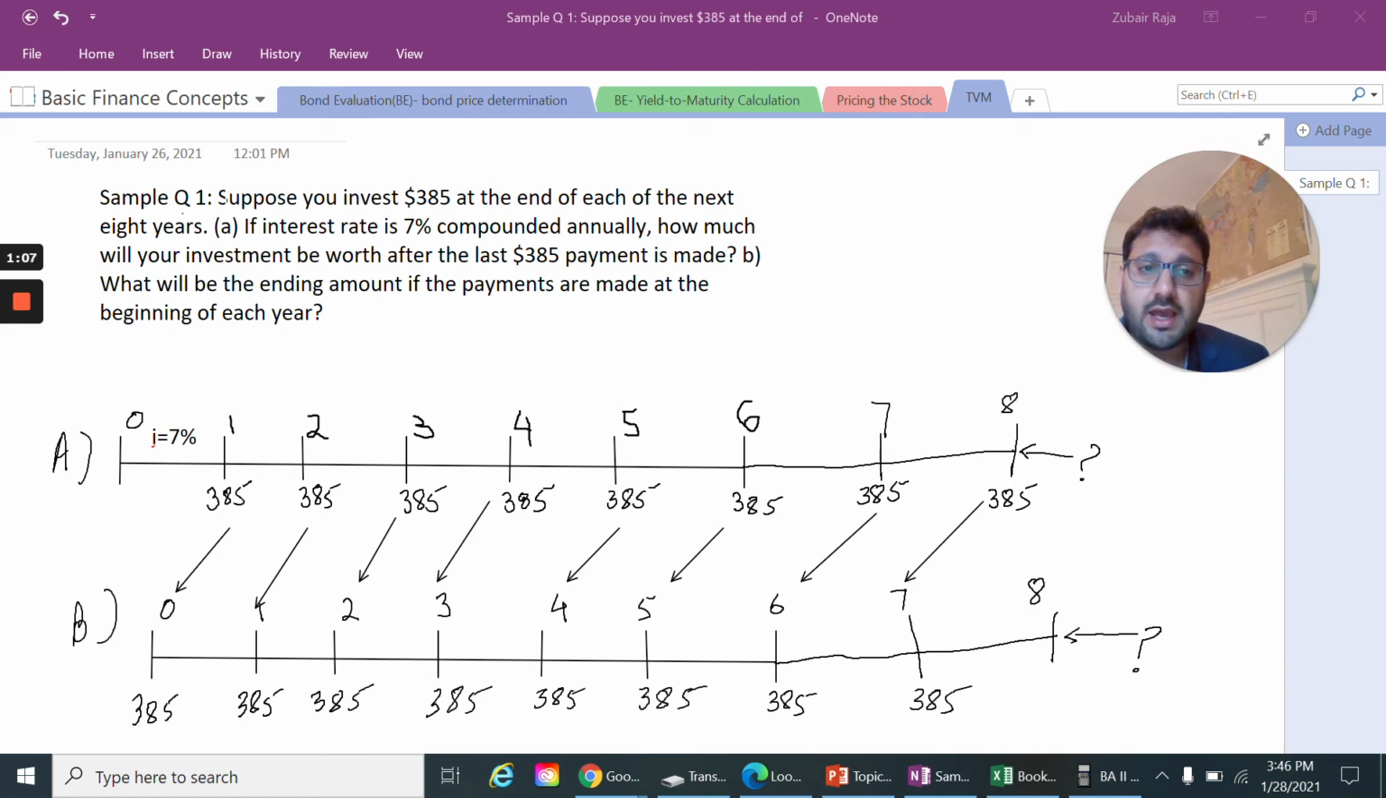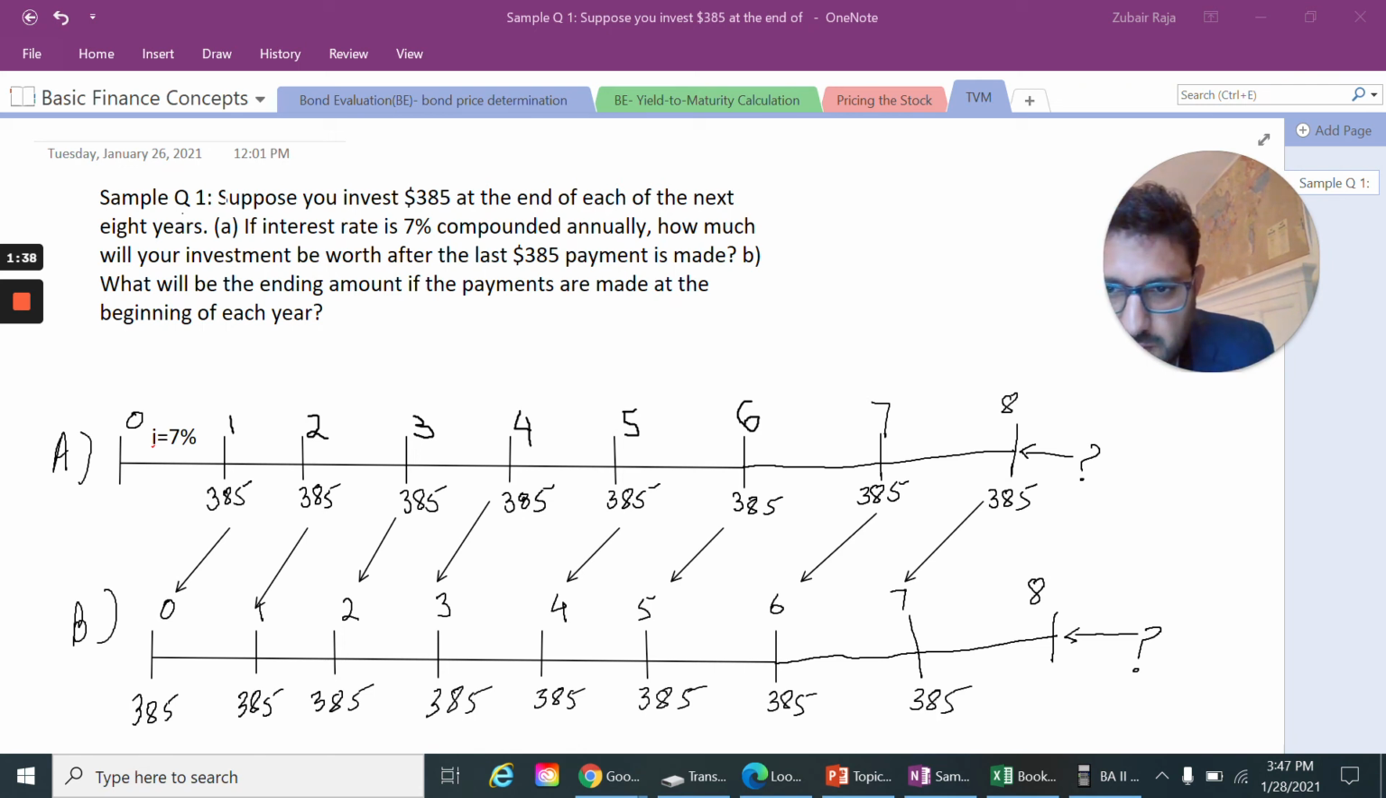Period can be anything, and we will see different questions where instead of the interest being compounded annually, it might be compounded semi-annually or quarterly. So we have to do a relatively different treatment over there. But over here, let's start with the very basic thing where the payments are happening at the end of the year, and in the second scenario, B scenario, the payments are happening at the start of the period.